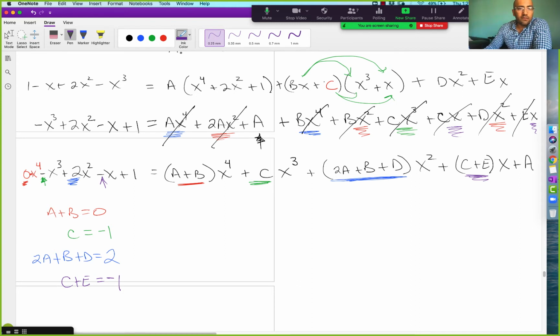And finally, we ran out of colors. I don't know. How about light blue? Finally, it must be true that this guy, the constant, must be equal to that guy. Capital A must be equal to positive 1.